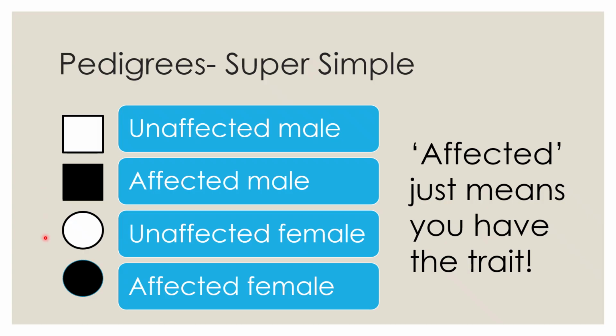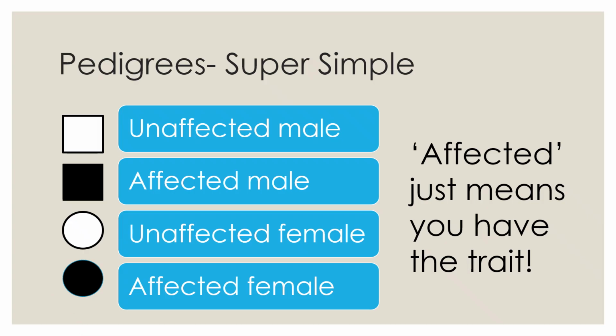Females are represented by a circle. A white circle or an unshaded circle represents an unaffected female. She does not have the trait that you're looking for or that you're tracking in this pedigree. A shaded in or colored in circle means the female is affected by whatever this trait is.